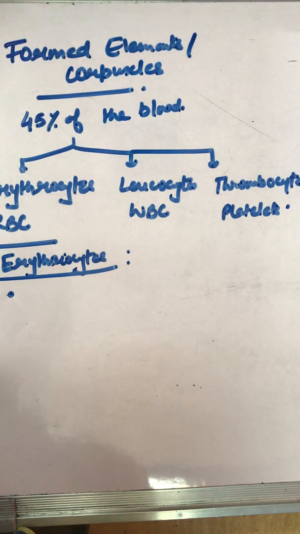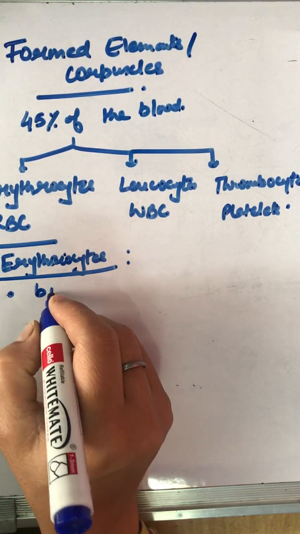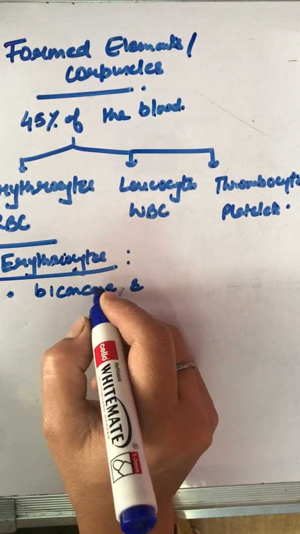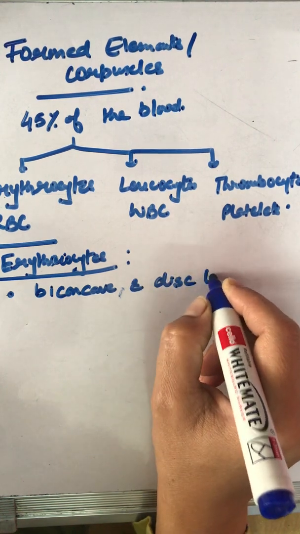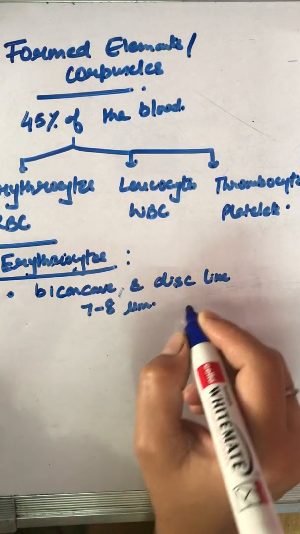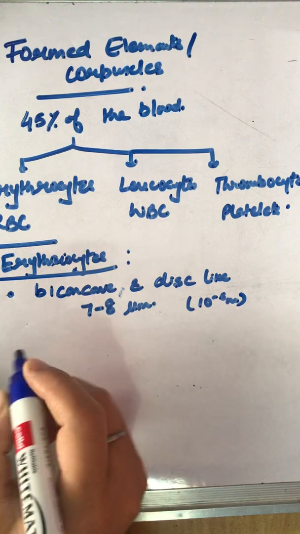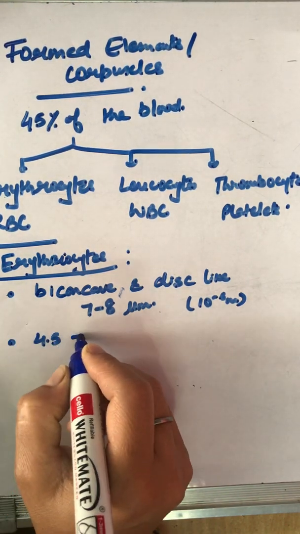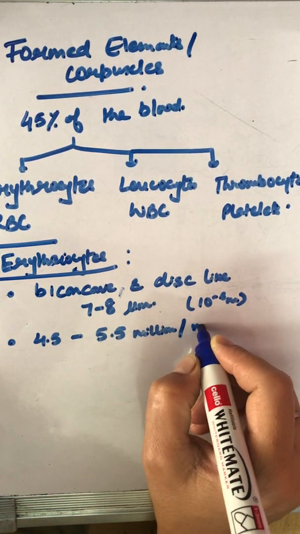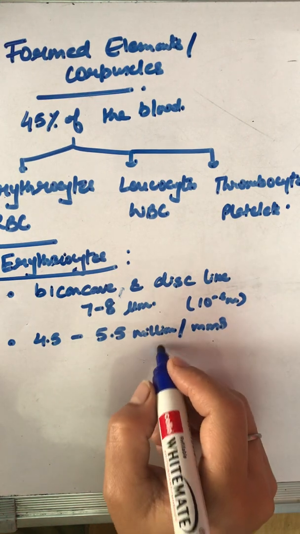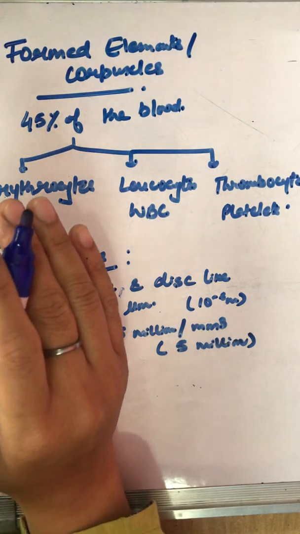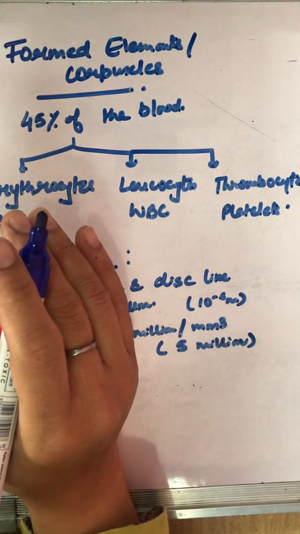The first characteristic that we always learn about them is their shape, which is biconcave and disc-like. Diameter 7 to 8 micrometer, 10 raised to power minus 6 meter. Number is about 4.5 to 5.5 million per millimeter cube of blood. That means about 5 million in number. That is quite a big number, children.